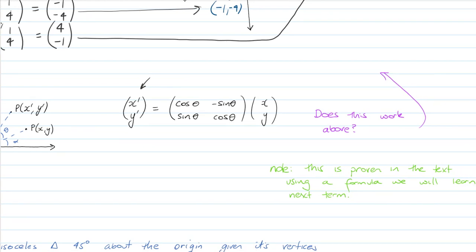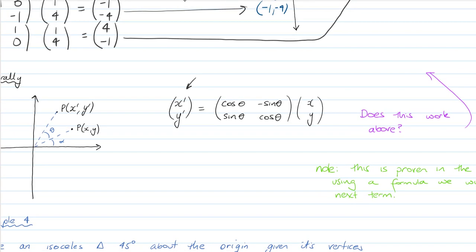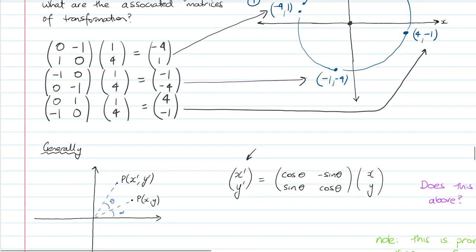And does this work above? Well, let's have a think about it. If I want to rotate 90, cos 90 is 0, negative sine 90 is -1, sine 90 is 1, and cos 90 is 0, so I get 0, -1, 1, 0, which is exactly what we had here, 0, -1, 1, 0. So it does work for the one above.